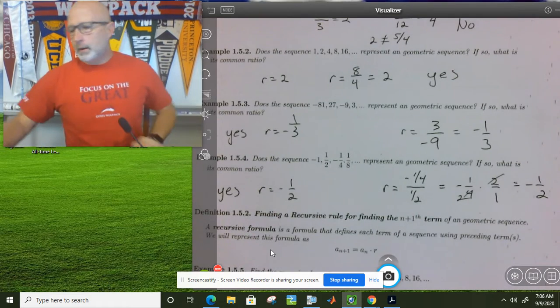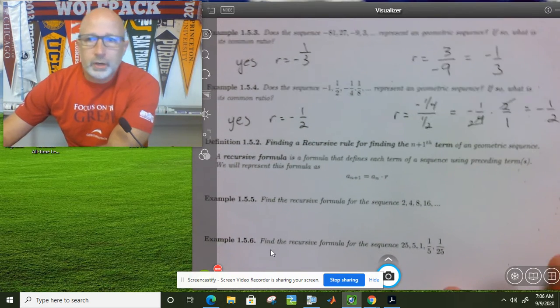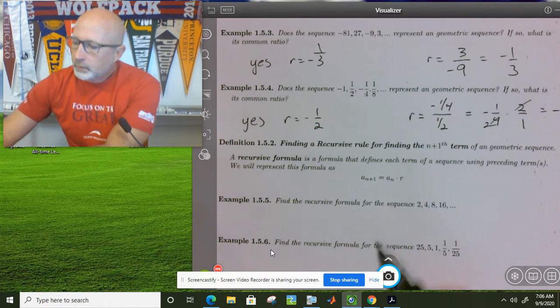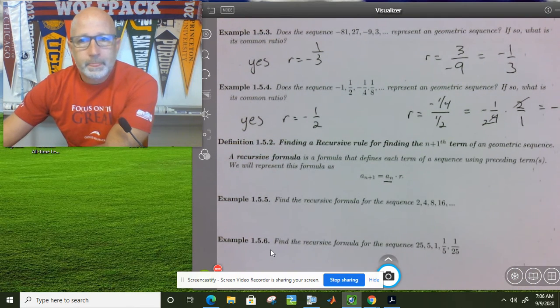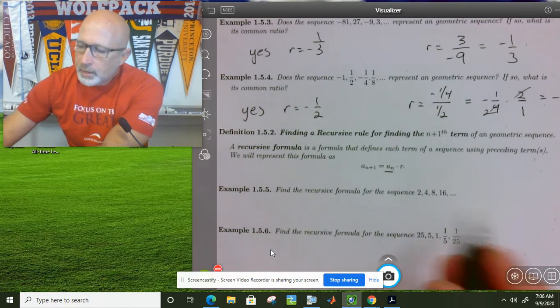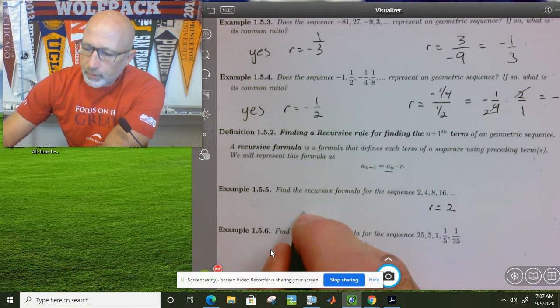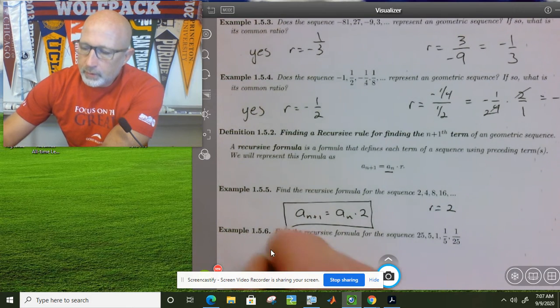Next, finding a recursive rule for the n plus 1 term. Remember, a recursive rule is determined by the term that comes just prior to it. So you take any term in that sequence, multiply by r, and you'll get to the next one. Find the recursive formula for this sequence. As you can see, the common ratio is 2. So the recursive formula is simply a sub n plus 1 equals a sub n times 2. That's all you have to do.